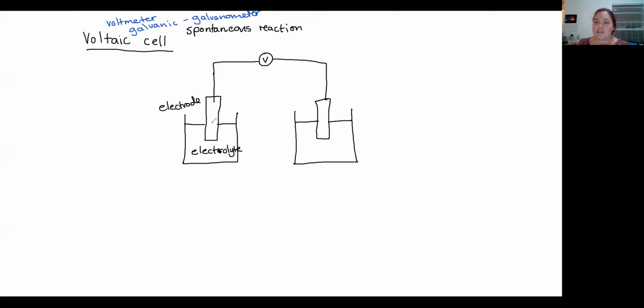So I'm going to pick an example that I don't usually pick, because I know that most of you will start with zinc and copper, and I want to do something a little bit different.